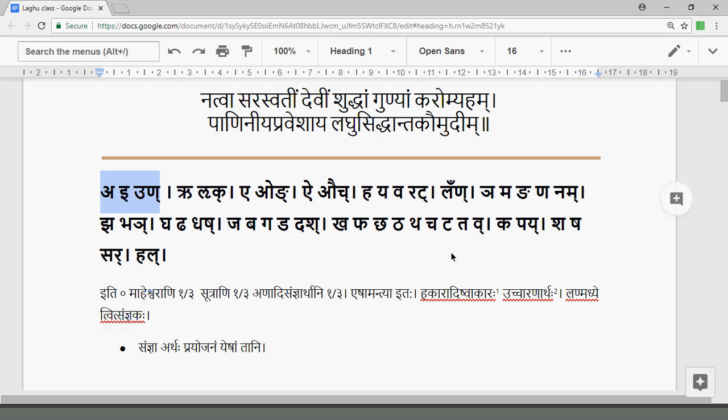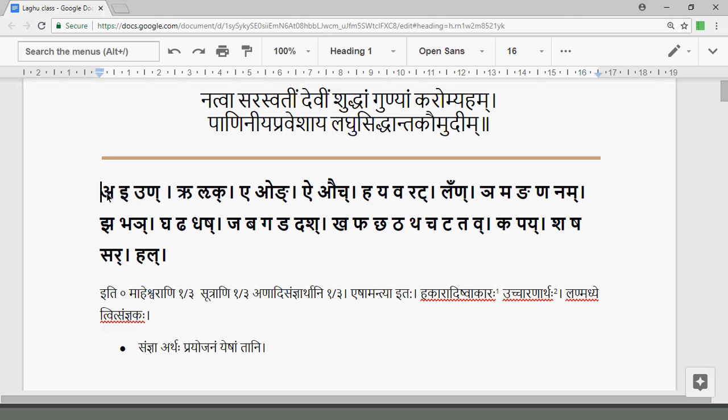Similarly here, iti Maheshwarani Sutrani Anadi Sanyarthani. So iti Maheshwarani Sutrani are predicated as Anadi Sanyarthani. What is Anadi? An is at the beginning. In these sutras, An is a short form which is at the beginning in the first sutra. So the first sutra is A, I, Un.